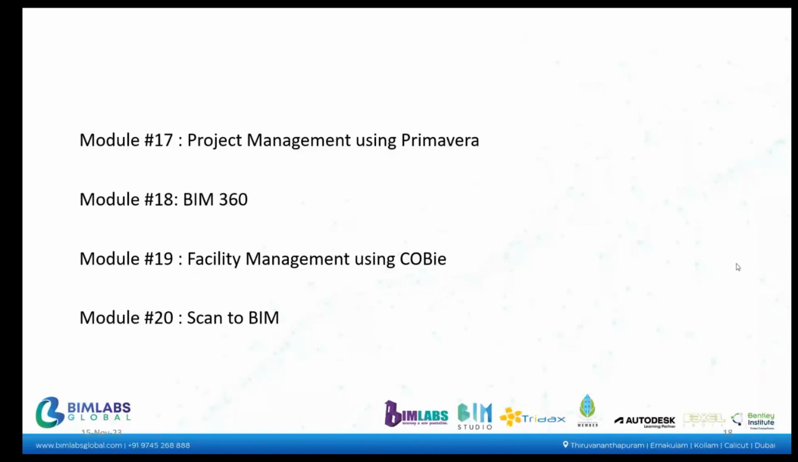After BIM 360, module 19 is facility management using COBie. As already mentioned, this is the operation and maintenance stage. How are BIM and facility management connected? How does BIM play an important role here? How are COBie documents created? You will create the COBie data of the particular project which you have been working on. That is facility management using COBie. Once you extract the COBie data, your project is completed.